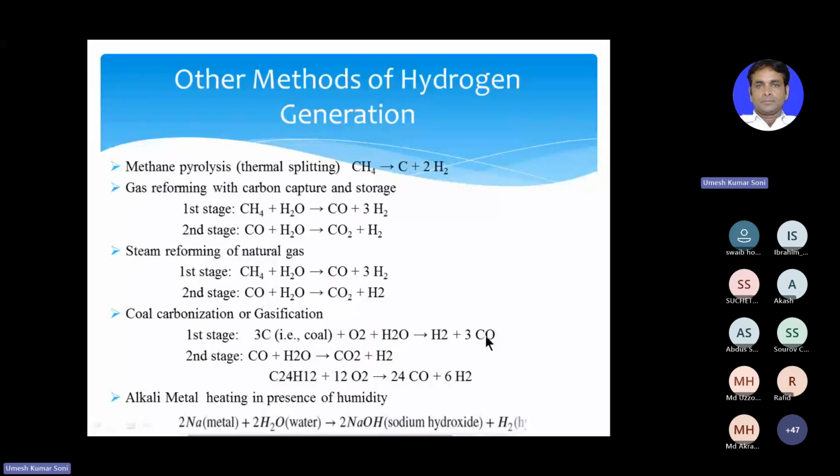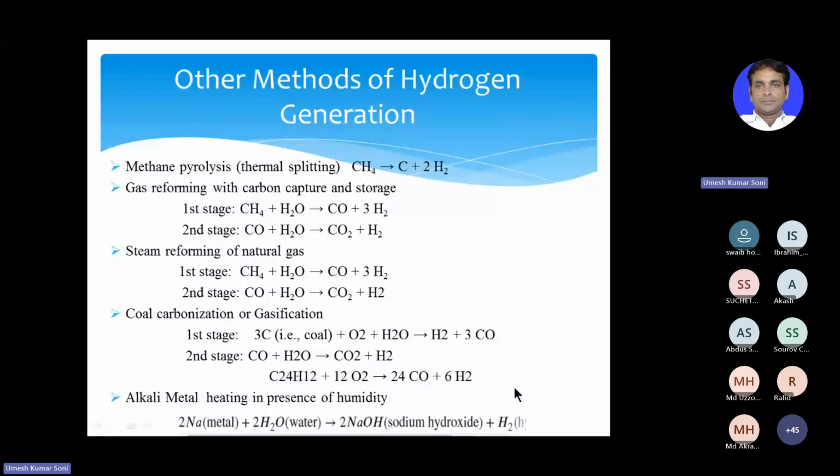Another method is alkali metal heating in presence of humidity. If you have some alkali metal like Na or Ca or potassium, these metals are heated to a high temperature and then reacted with the water. In that case, we will have sodium hydroxide, that is the base, and the hydrogen gas.